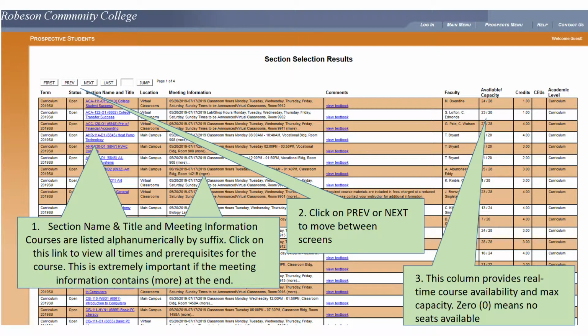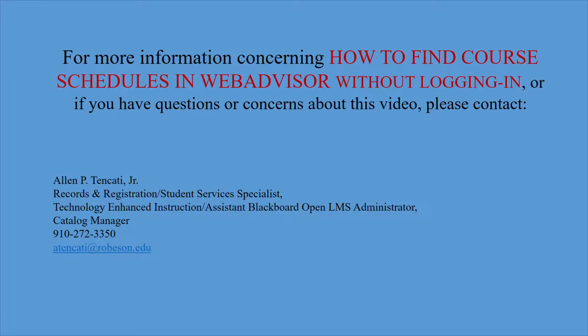2. Click on Prev or Next to move between screens. 3. This column provides real-time course availability and max capacity. 0 means no seats available.